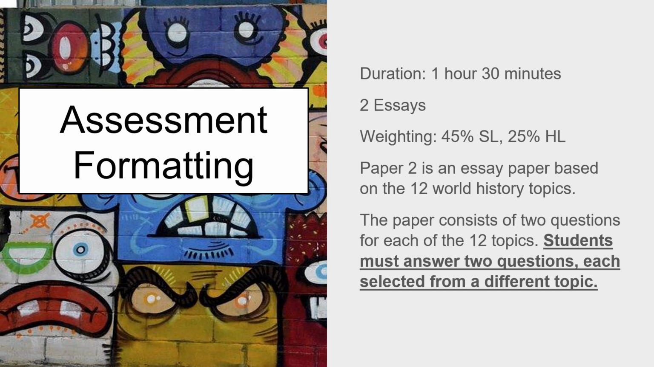As you can see, it is heavily weighted for my SL kids. My SL kids have got to have your paper two down. 45% is a significant amount. And it's why the SL paper in history is harder than the HL. So paper two is essay formally.